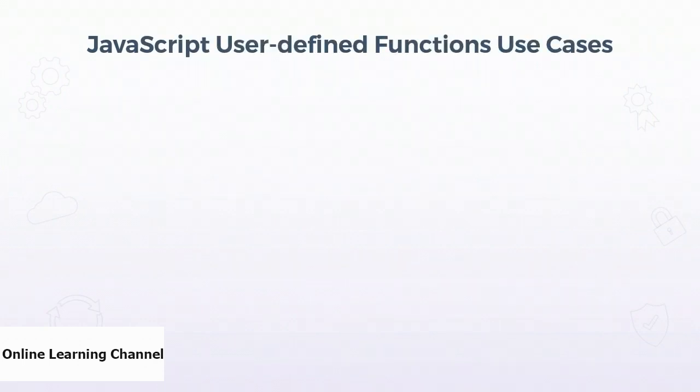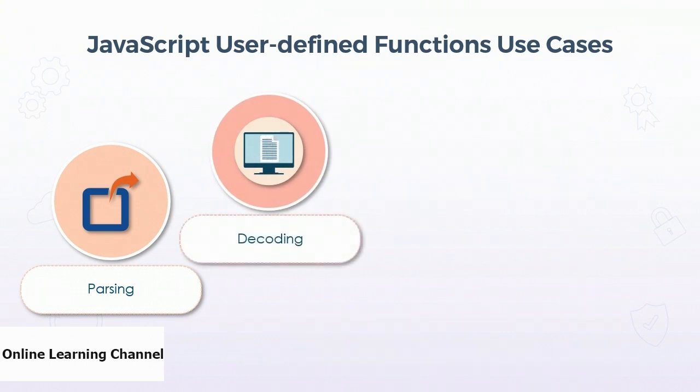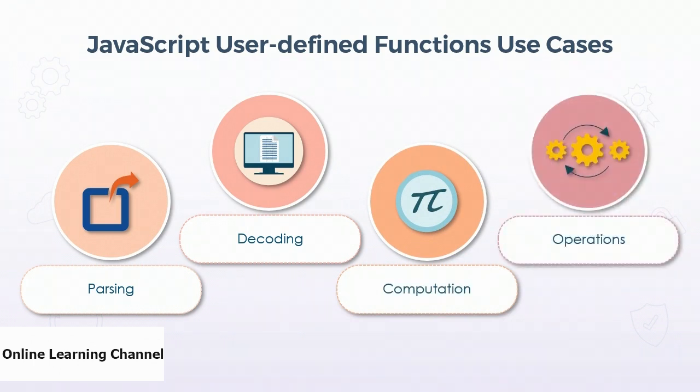Some use cases for JavaScript user-defined functions are parsing strings. The regular expression capabilities let you look for complex patterns. You can also encode and decode data with JavaScript. An example would be encoding to and decoding from base 64. The math functions allow you to do all sorts of computations, and there are many operations you can perform on arrays that expand the algorithmic possibilities.